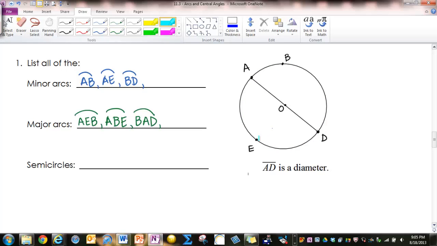My fourth minor arc is arc ED, and its corresponding major arc goes from E to D the long way. So I'm going to call that arc EAD.